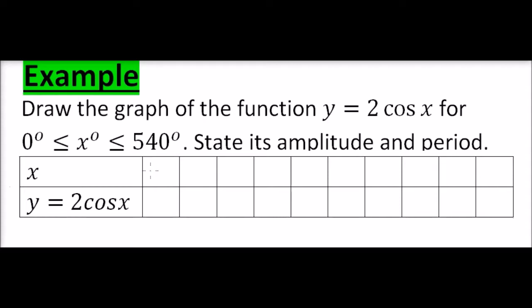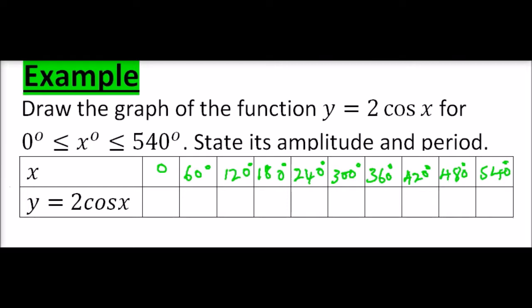So this is the table that we are going to fill so that we are able to get the graph. So we label our x-axis from 0. We have 60. We have 120. We have 180. We have 240. Then we have 300. We have 360. We have 420. We have 480. We have 540. That is the range we are supposed to go.